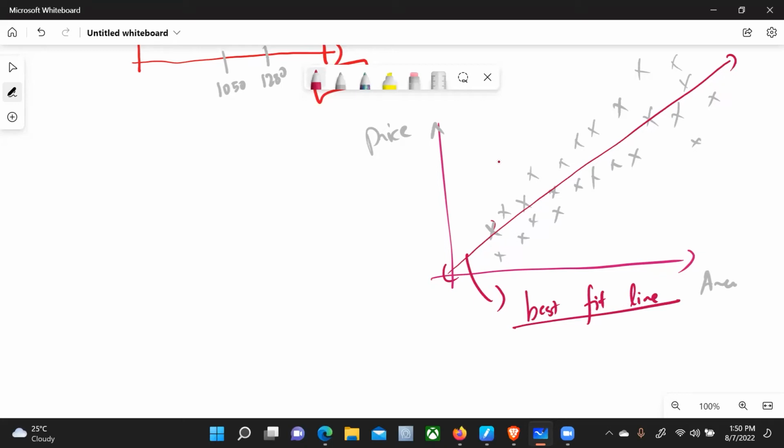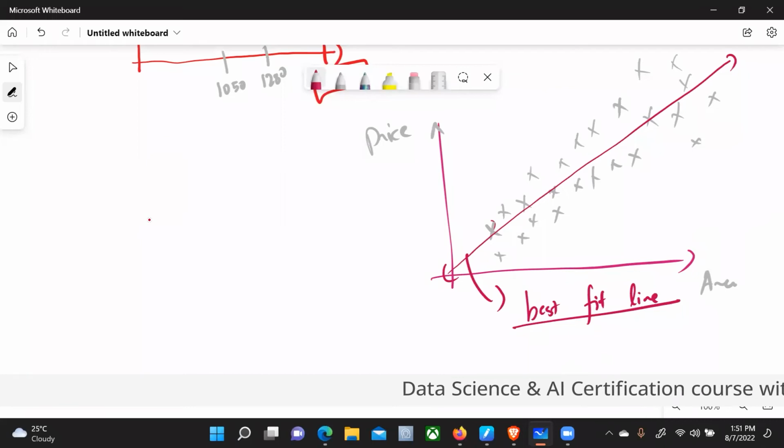Are you guys getting this? How would we get this best fit line or best fit representation of this data? Okay, let me give you an idea. Now guys, understand, this is a non-deterministic scenario. So there would never be a perfect solution. What we want to work on is a solution which works for most of the cases.